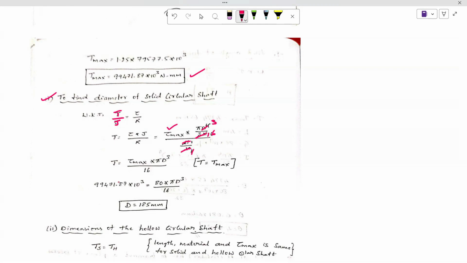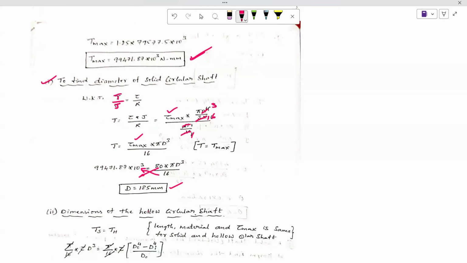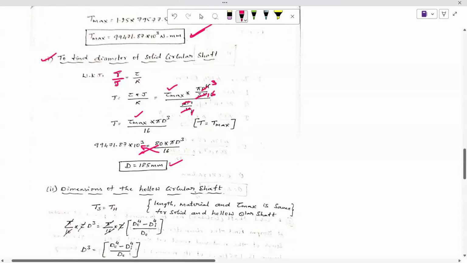Now, from this, maximum torque: we have already found the maximum torque is 99,471.87 into 10 to the power of 3. Maximum shear stress is given in the problem, so 80 into pi, d cube divided by 16. We need to find the diameter, so just do cross multiplication like this. So the diameter will be 185 mm. Please do the calculation correctly. So we are going to get d is equal to 185 mm.